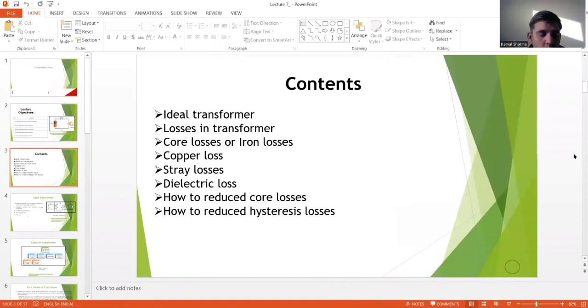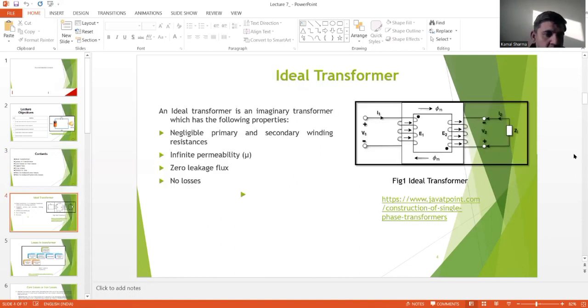As you can see, we have different transformers. One is the ideal transformer, one is the practical transformer. In the ideal transformer, we believe that no losses exist. It's again a theoretical topic. But in a practical transformer, we do have certain types of losses, and those losses are segregated as iron loss and copper loss. So we have core losses and iron losses. Copper loss includes stray loss and dielectric loss. We will discuss how to reduce core losses, and we will discuss the hysteresis loss. Without wasting time, let's start.